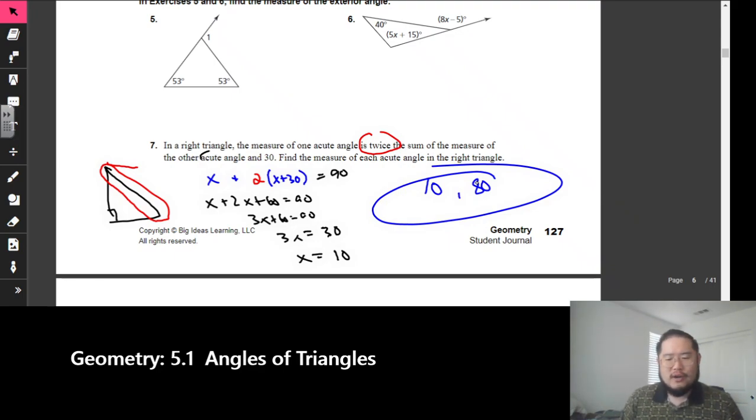So here we go. We started off figuring out what our different triangles should look like by its angle, by its size, and then also figuring out what some of those angles are. There you have 5.1.